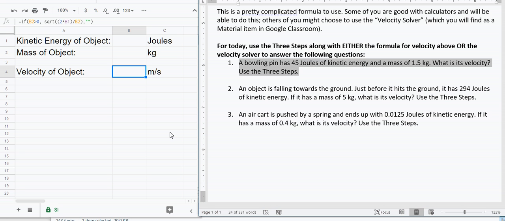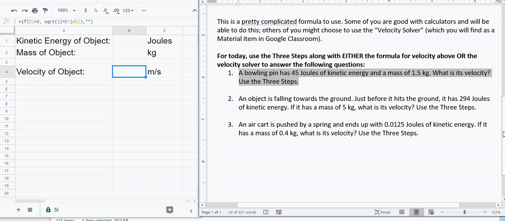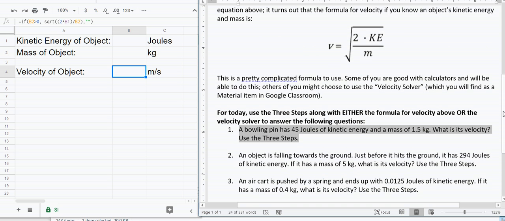So it says a bowling pin has 45 joules of kinetic energy and a mass of 1.5 kilograms. So using the three steps, what you should already have done is identified that the kinetic energy is 45 joules, that the mass is 1.5 kilograms. And the equation you're going to use is this one right here. Velocity is equal to the square root of 2 times the kinetic energy divided by m.